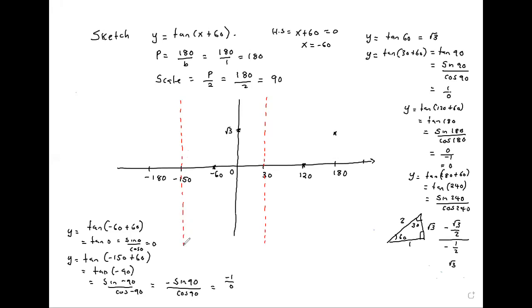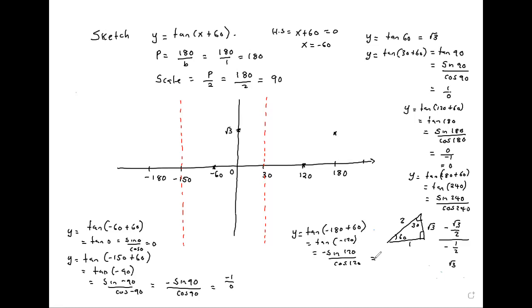So let's try now the last number remaining. Y is tan(-180 plus 60), giving us tan -120. This is sine, so negative sine 120 over cos 120.